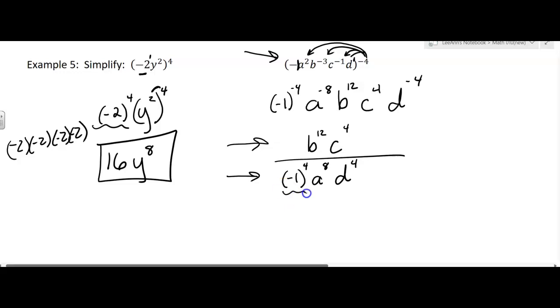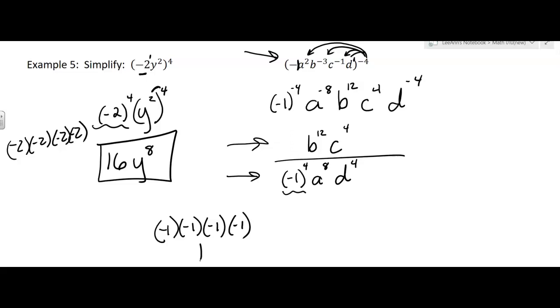Okay, what's -1? I don't know if we've talked about this yet. What's -1 times -1 times -1 times -1? 1. That's what it is. It's going to be positive because you have 4 negative signs. So an even number of negative signs is going to be positive in multiplication.